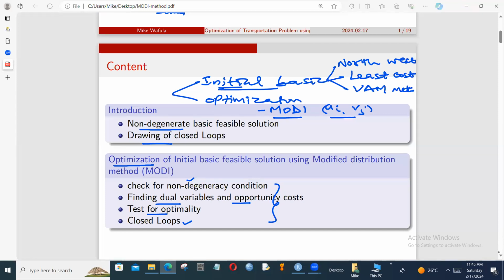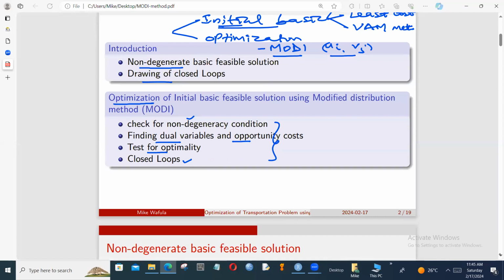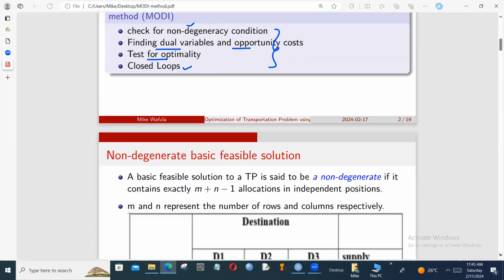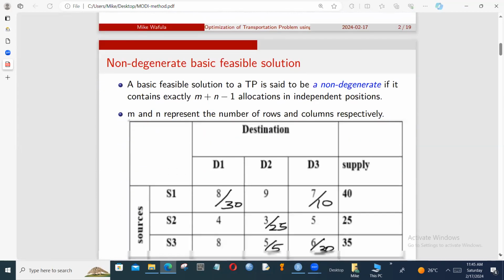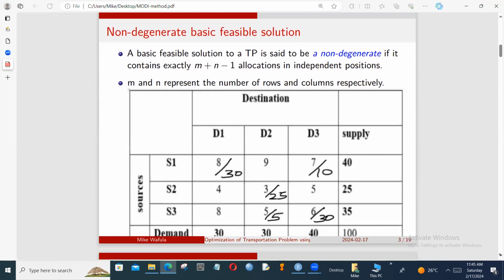So we begin, first of all, by looking at the introduction of what a non-degenerate basic feasible solution is before we proceed. So now that we know how to get a basic feasible solution using the 3 mentioned techniques, the least cost cell method and northwest corner.